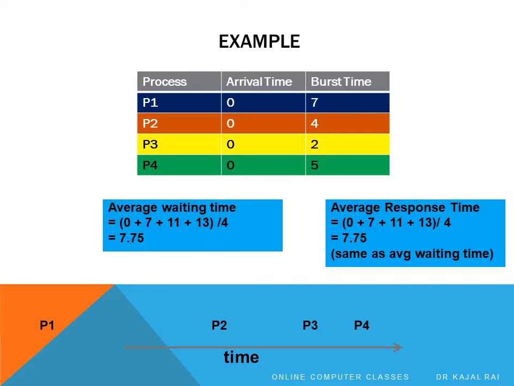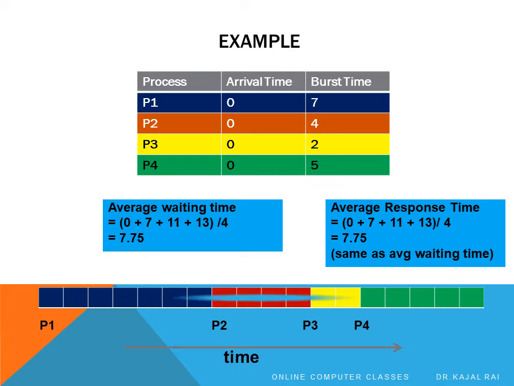So P3 has to wait till 11 seconds, P4 has to wait till 13 seconds. The average waiting time is 7.75 seconds, and the average response time is the same for this condition because the arrival time is 0 for all the processes, so it is equal to the average waiting time. This is the Gantt chart, which shows when the processes get the CPU and at what seconds. I hope you understand what FCFS is. It is a very simple algorithm. The process which requests the CPU gets the CPU.